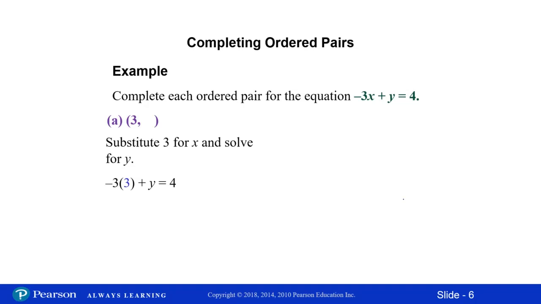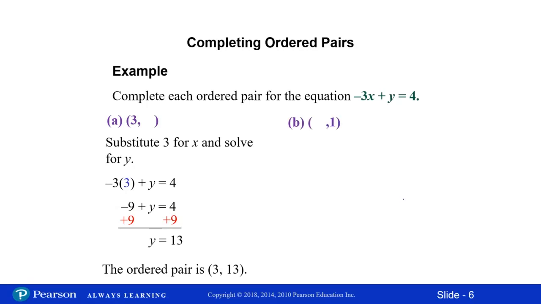So I'm going to write -3 times 3 plus the y, which I don't know, equals 4. -3 times 3 is -9. -9 plus y equals 4. This is a linear equation, so we want the y alone. We're going to add the 9 to both sides, +9. That will get rid of the 9s, and then y should equal 13. So in this case, if my x is 3, my y must be 13 in order for the 3 and 13 to be the solution.